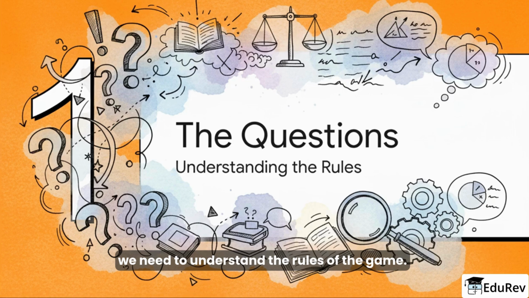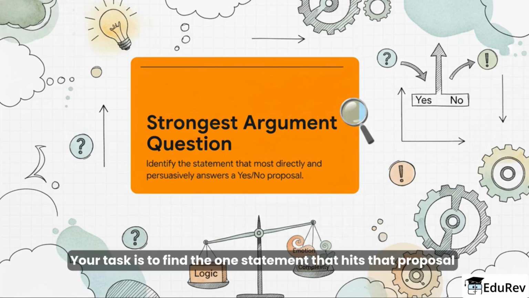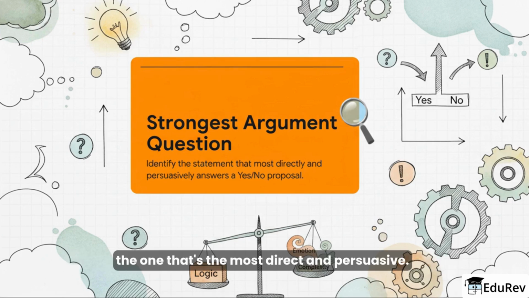First things first, we need to understand the rules of the game. What exactly are these questions asking us to do? At its heart, your job is actually pretty straightforward. You get a proposal that can be answered with a yes or a no. Your task is to find the one statement that hits that proposal head-on, the one that's the most direct and persuasive. We're not looking for fancy words or emotional appeals, just the most logically solid point.